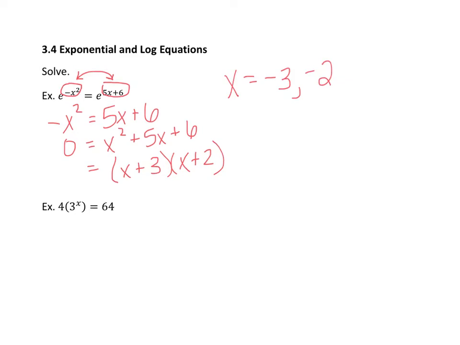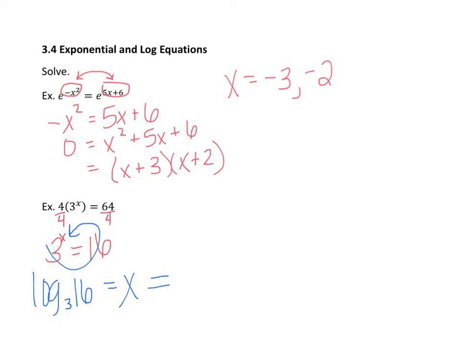The next example, when I'm trying to get x by itself, I want to isolate the exponential part, so I'm going to divide by 4. So 3 to the x equals 64 divided by 4, 16. And then to get that x by itself, I'm going to change this to log form. Remember your snail. This is log base 3 of 16 equals x. And I can put this into my calculator. And I know that it is equal to 2.524, rounded to 3 places.